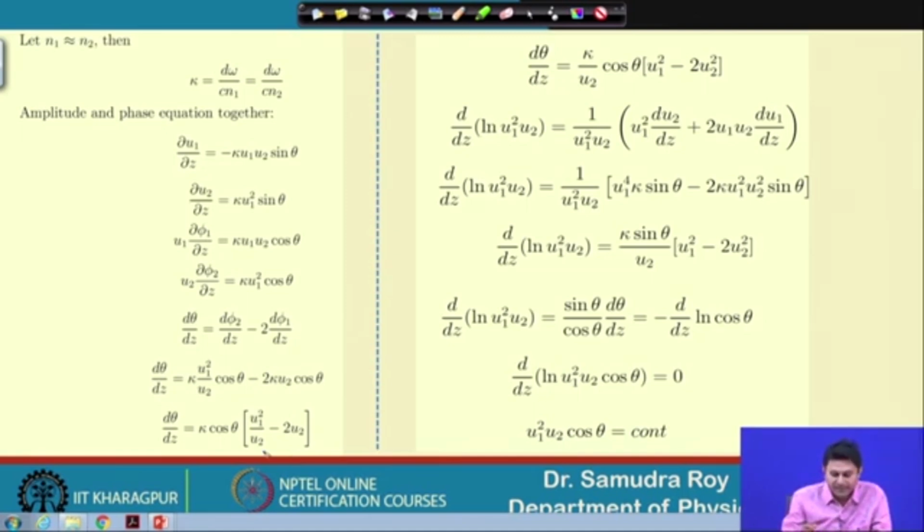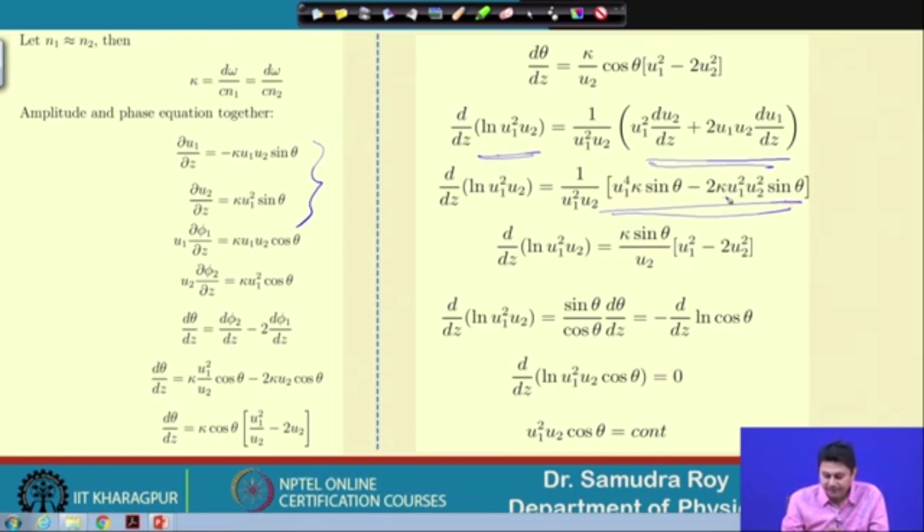Next, we will find one very important quantity, and that is log of u1 square u2. When we try to find log of u1 square u2, if I take the derivative with respect to z, 1 over u1 square u2 will be there because I am taking the derivative. So, u1 square, then the derivative of this quantity, which is u1 square, plus the derivative of u2. So, we will have this. Again we are going to use du1/dz and du2/dz from these two equations, and we will find one expression like this.